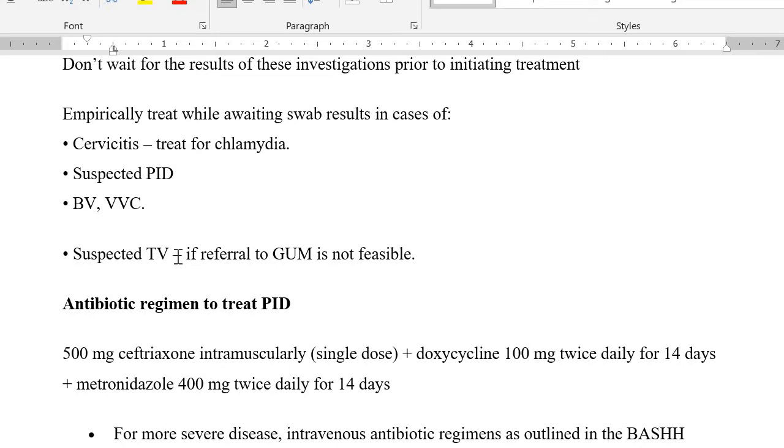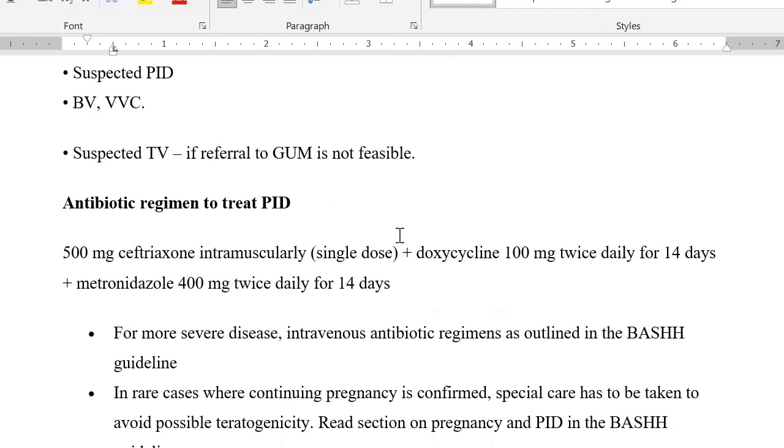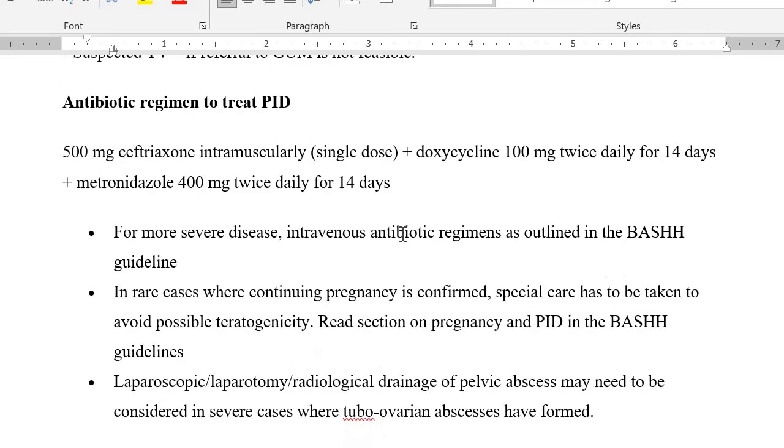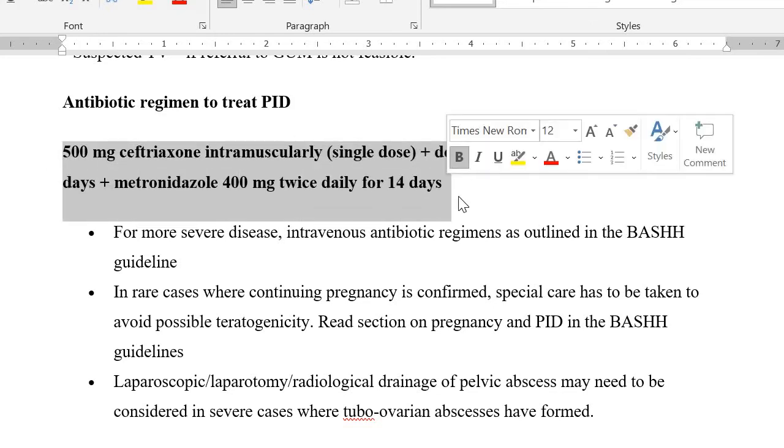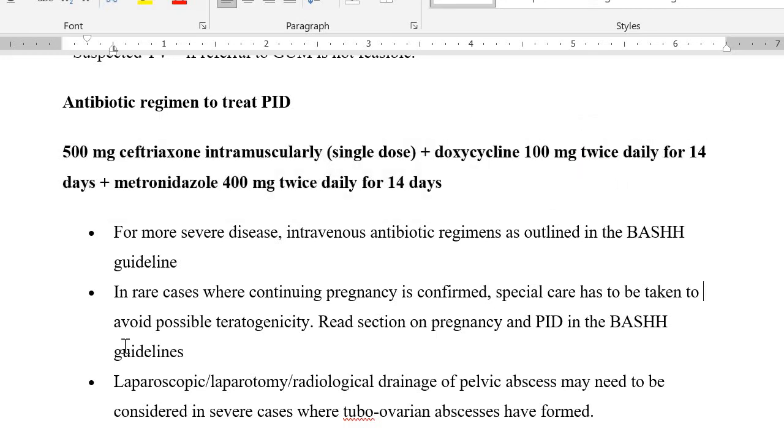That is metronidazole. We should know that there are different regimens for treating PID. For example, 500 mg ceftriaxone given intramuscularly as a single dose, doxycycline 100 mg twice daily for 14 days, and then metronidazole 400 mg twice daily for 14 days. This is the most commonly recommended regimen, a triple cover like that. Then for more severe disease, an IV antibiotic regimen as outlined in the guideline. The same drugs, but you will have to give them IV.